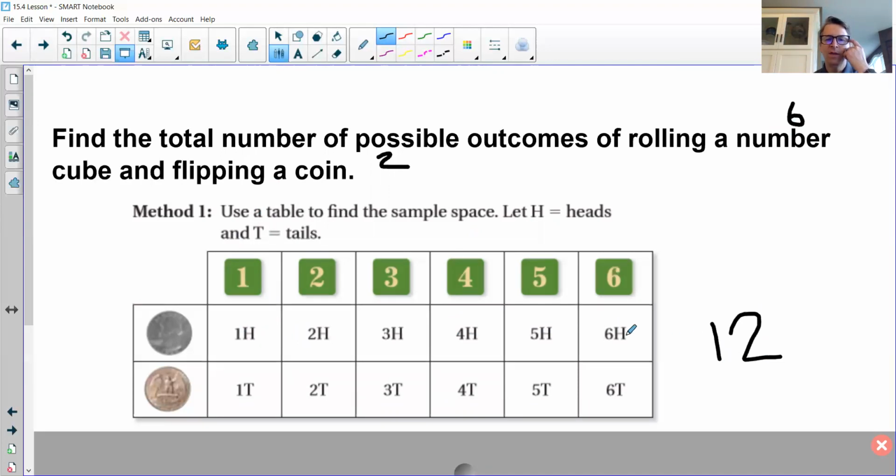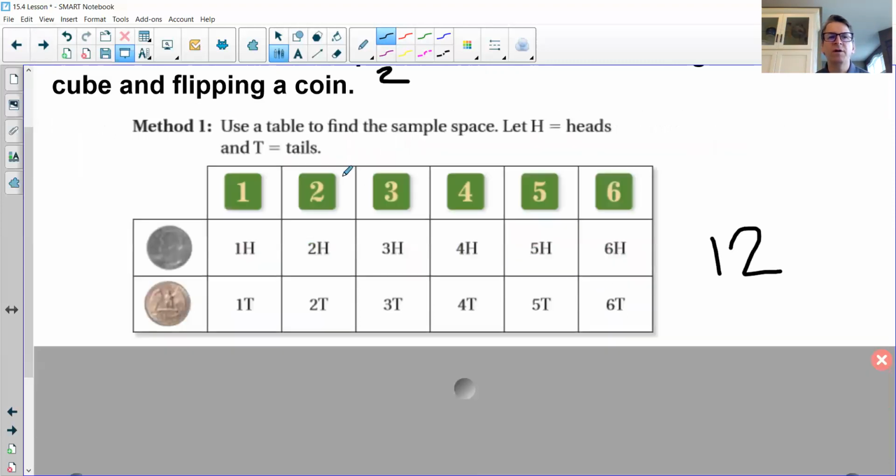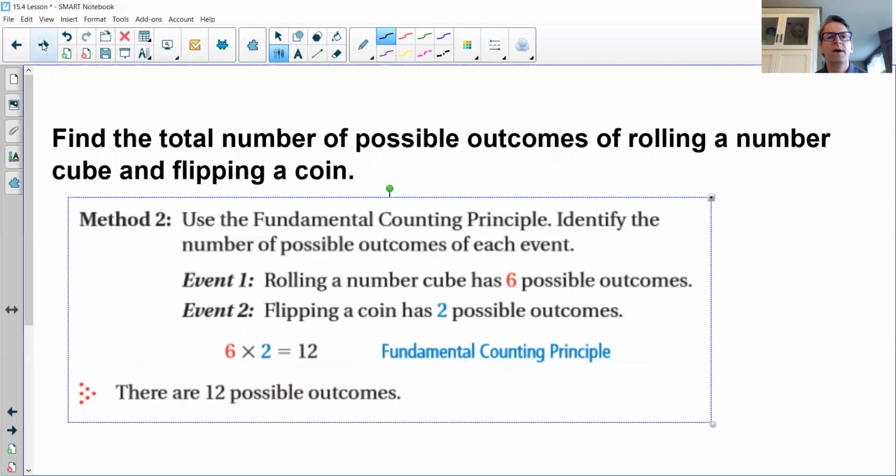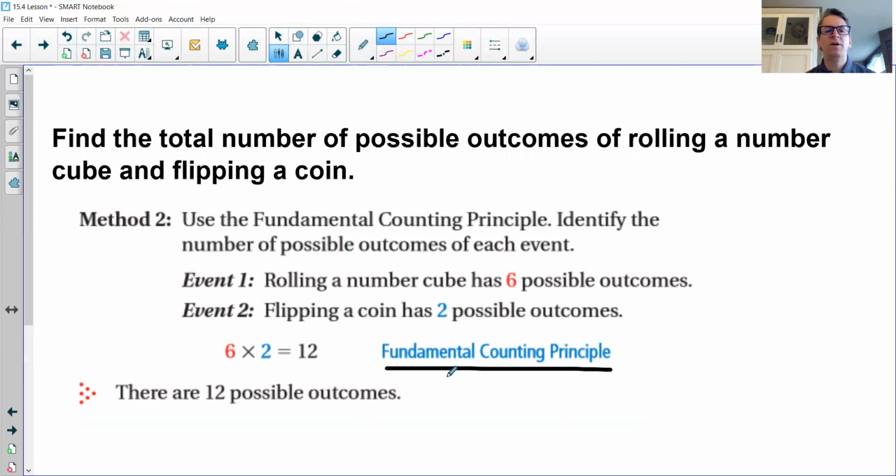Okay, now the other way is just by using the fundamental counting principle. Same question, but now if you look at the 2 events, event 1 has 6 possible outcomes, and event 2 has 2 possible outcomes, heads or tails. So using the fundamental counting principle, you have 12 possible outcomes. Okay, so we used the table for number 2, and we used the fundamental counting principle.